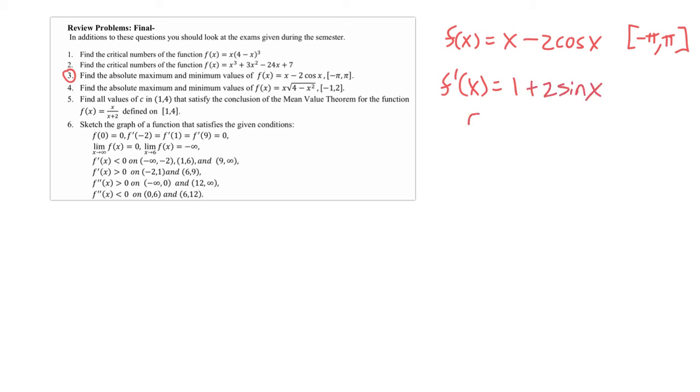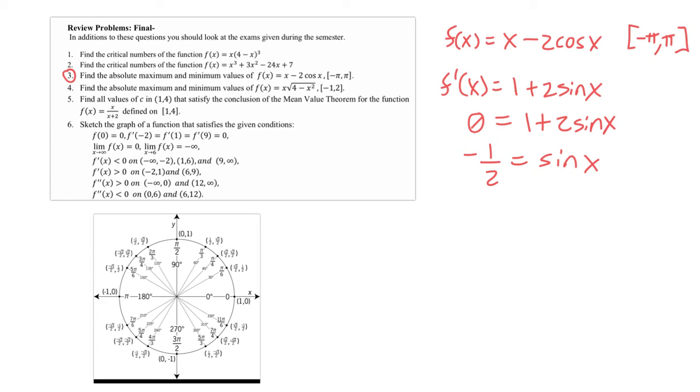And setting that equal to 0, which is something we're going to have to do to find the absolute maximum and minimum. So that would be 1 plus 2 sine of x equals 0. And at that point, we'd be subtracting 1 from both sides and then dividing by 2. So hopefully you understand it would become sine of x equals negative 1/2.